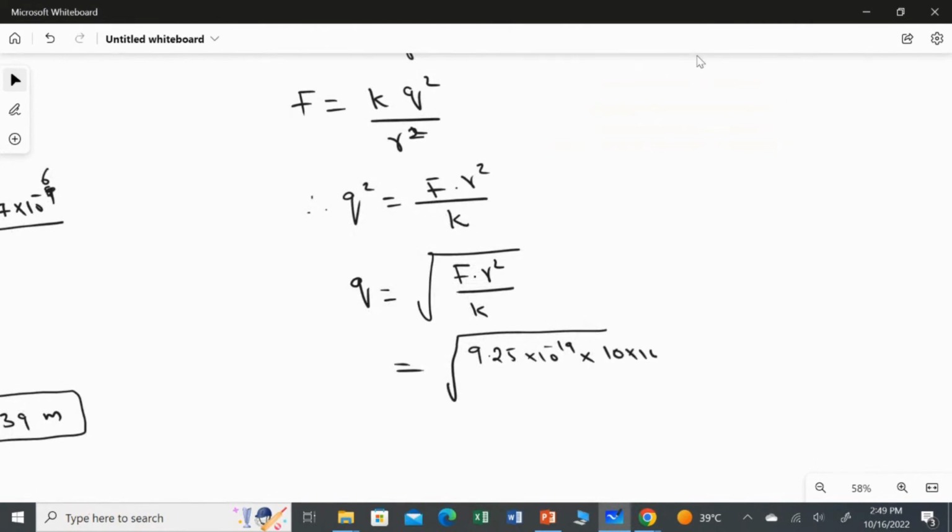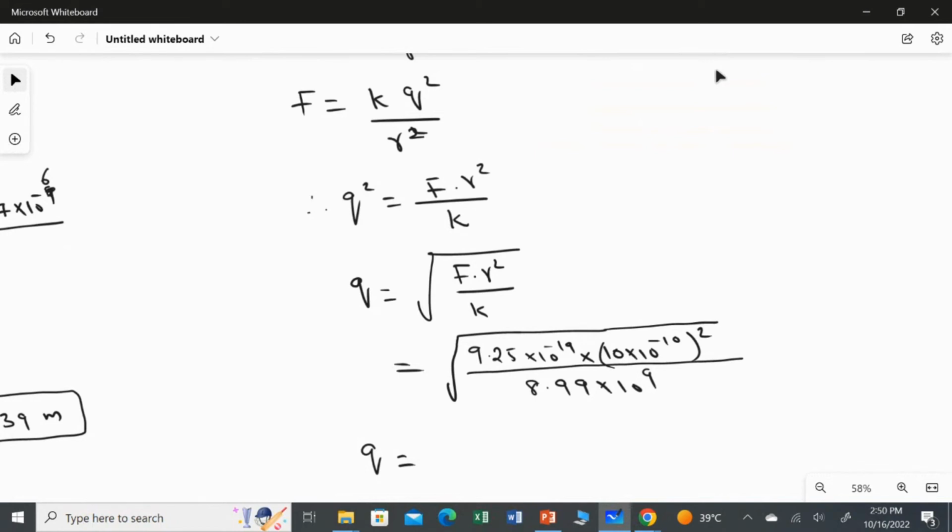10 multiplied by 10 to the power of minus 10, the whole square, divided by the Coulomb constant, 8.99 multiplied by 10 to the power of plus 9. So now we are going to get the answer for the charge, which is the answer for the first question.